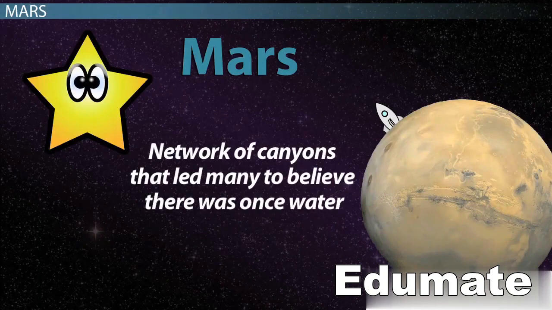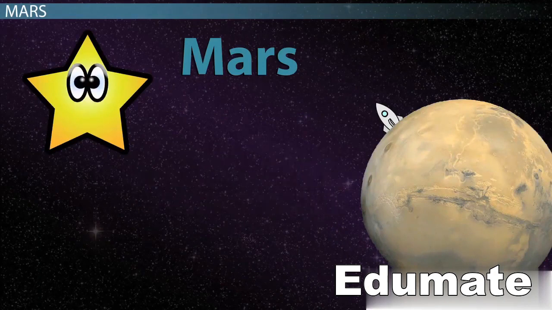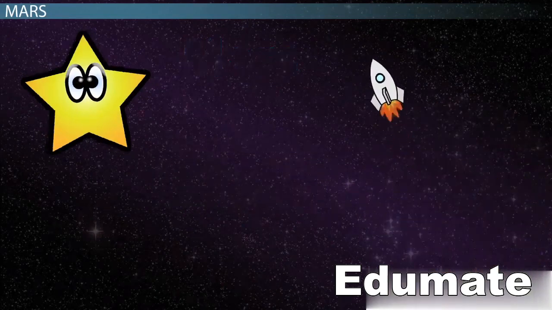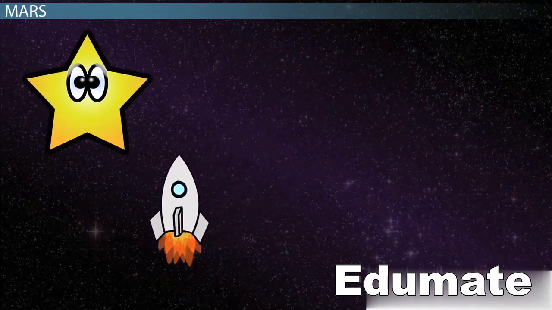One of Mars's best-known features is its network of canyons that led many to believe there was once water and therefore life on Mars. Mars has huge volcanoes, the largest of which is named Olympus Mons. Well, that's it for our tour. We now head back to your home planet, Earth.